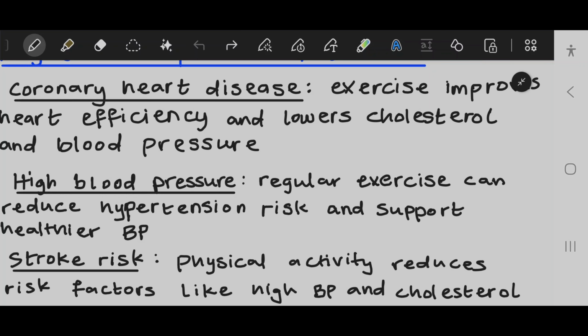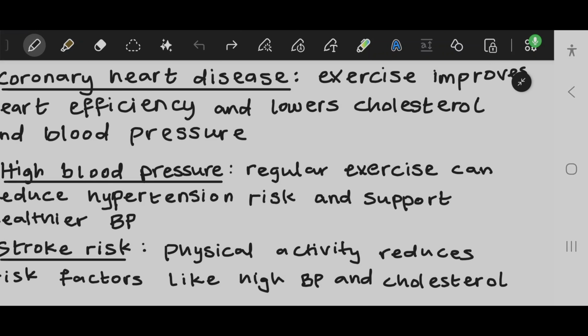So when you're asked about this in a question, you can sum it up really smartly by saying something like, training or physical activity or aerobic training strengthens the heart, which improves stroke volume and helps to maintain a healthier blood pressure and cholesterol, which overall reduces cardiovascular disease risk.